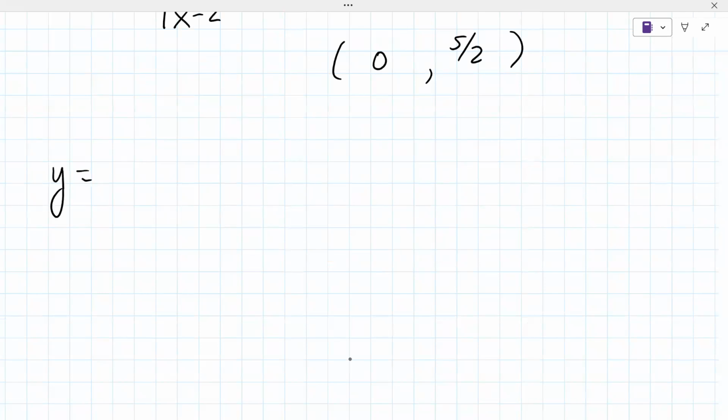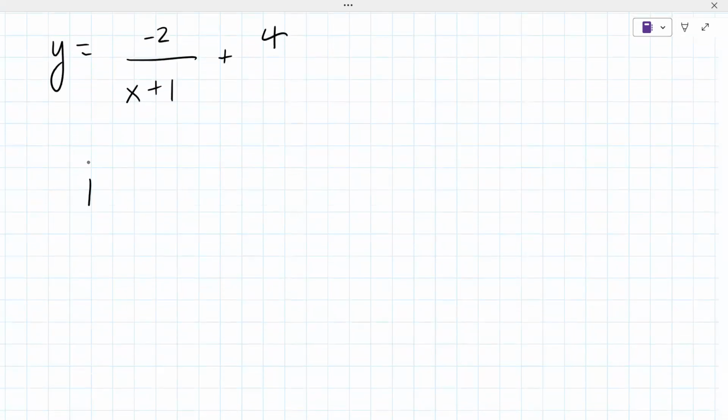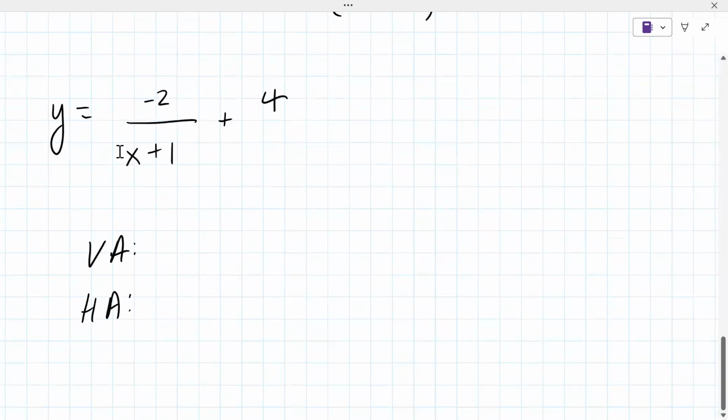Okay. Let's say it's y equals -2 over x plus 1 plus 1. Actually, let me make this a 3. Nope, we just did a 3, didn't we? Make it a 4. I'll make it a 4. Okay. All right. So I want you to tell me the vertical asymptote and the horizontal asymptote, please. The vertical asymptote would be x equals -1. Good.